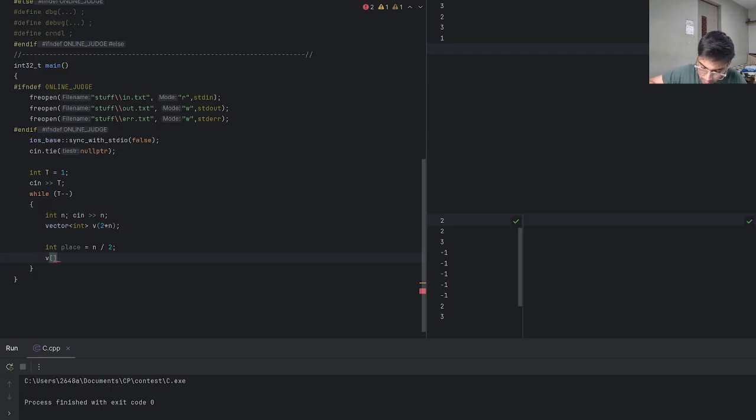Divide by 2 and then minus 1 also. So, here also 1 2 3 4 5 6 7 8 9 10. Basically n minus 2, but basically we need to minus one more. Yeah, I'm sure this works for everyone.